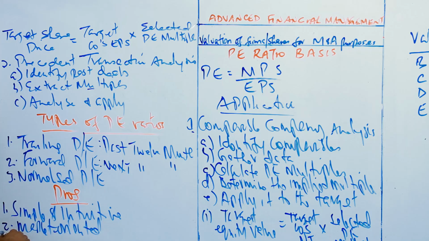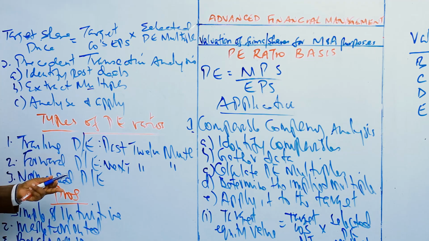Three, benchmarking. It allows for quick comparison of a target against its peers or industry averages. Of course, you've seen how when using the precedent transaction analysis and also the comparable company analysis, there is that aspect of benchmarking. It allows for quick comparison of a target company's valuation against its peers or industry averages.